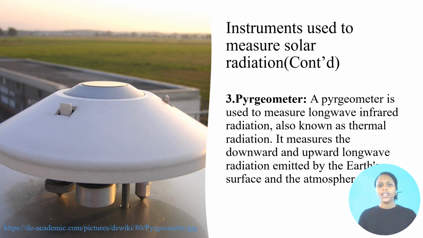The third one is the pyrgeometer. A pyrgeometer is used to measure long-wave infrared radiation, also known as thermal radiation. It measures the downward and upward long-wave radiation emitted by Earth's surface and the atmosphere.